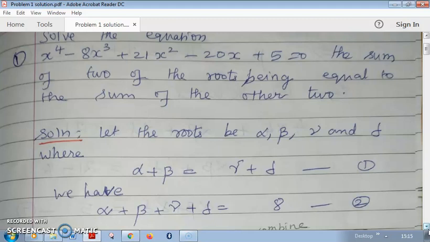So in order to find the 4 roots, let the roots be alpha, beta, gamma and delta. And what is the condition given? Sum of two roots being equal to sum of other two. Therefore, alpha plus beta equal to gamma plus delta. This is a condition given from the question. Then we know that alpha plus beta plus gamma plus delta equal to 8, that is the coefficient of x cube.